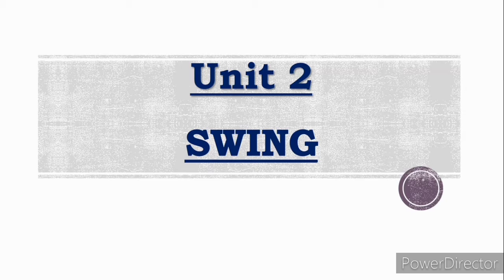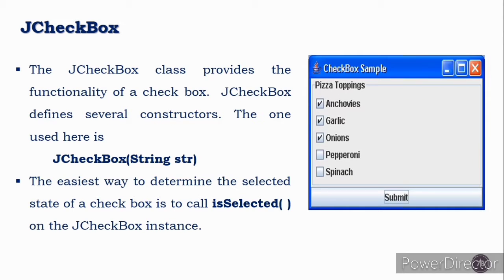In the last video we have seen about JToggleButton and one programming example of JToggleButton. In this video we are going to see about JCheckbox. The JCheckbox class provides the functionality of a checkbox, which is defined in AWT. JCheckbox defines several constructors. The most commonly used JCheckbox constructor is JCheckbox(String str).